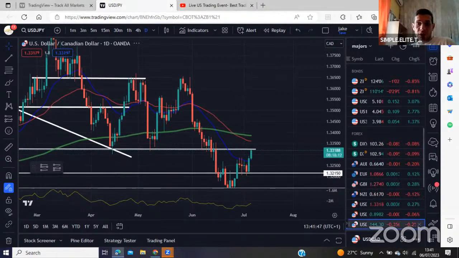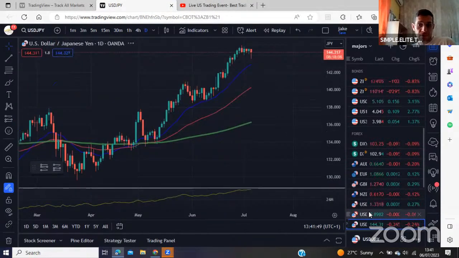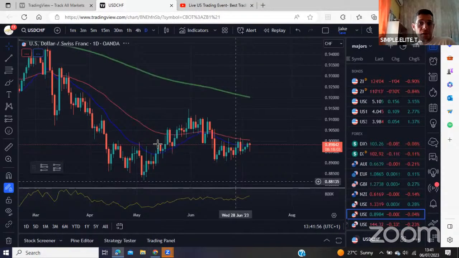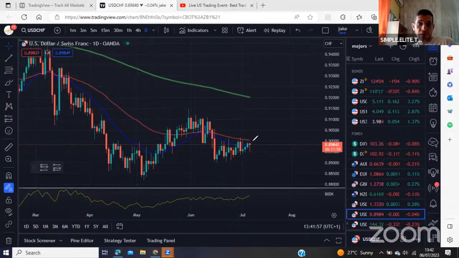Dollar Swiss is not what we trade. But for me it is not that clear, so it's in the middle of this channel. So let's see if it's just a correcting pattern to be on the short side or it's going to break above.